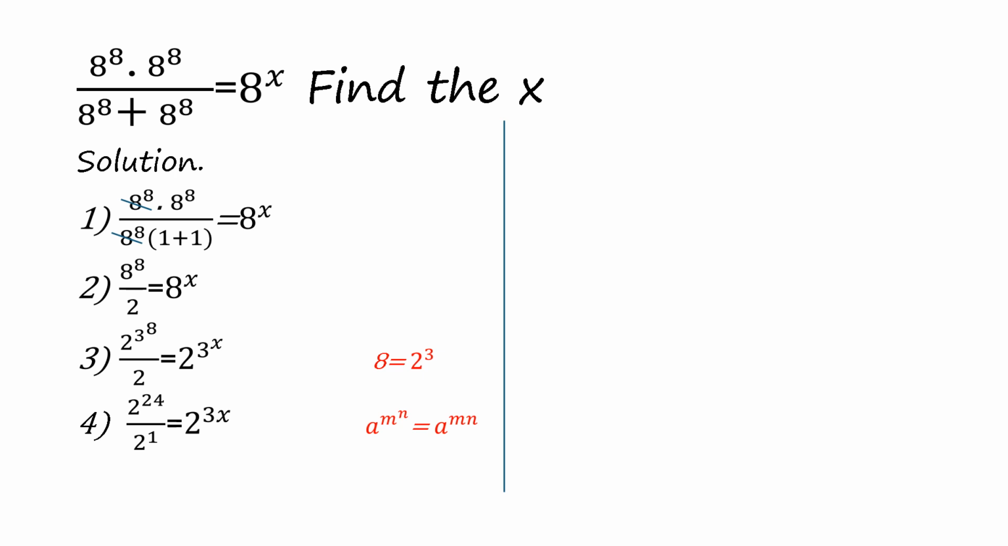Had you noticed that all the terms in the expression have the same base? In step 5, we will apply another property, that is, if a to the power of m over a to the power of n, then it is equal to a to the power of m minus n. Now the expression will look like 2 to the power of 24 minus 1 is equal to 2 to the power of 3x. In step 6, the expression is 2 to the power of 23 is equal to 2 to the power of 3x.